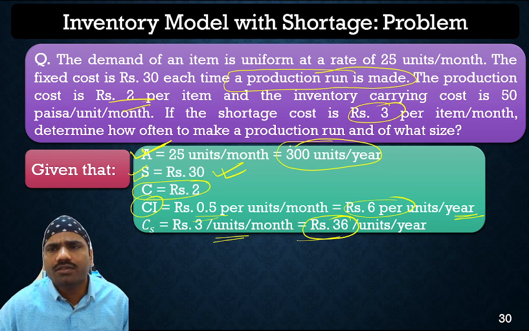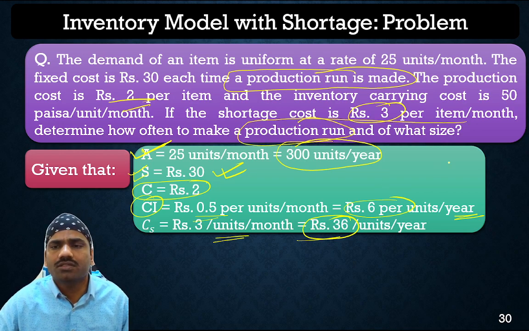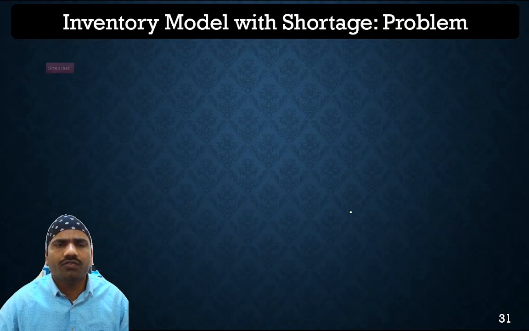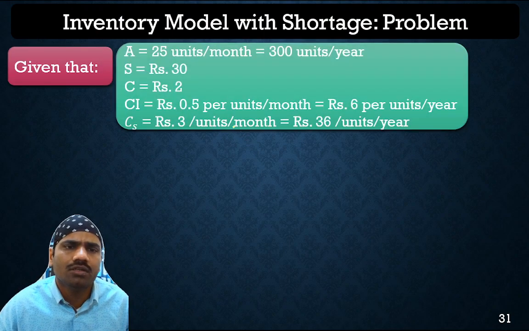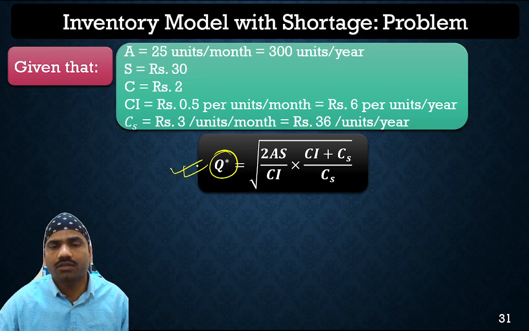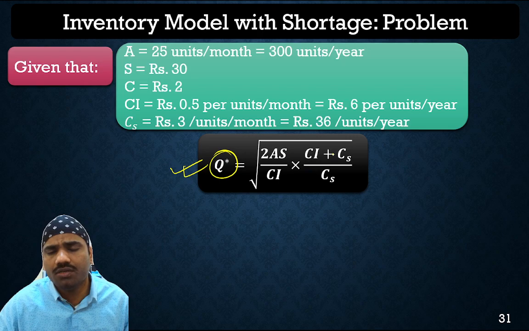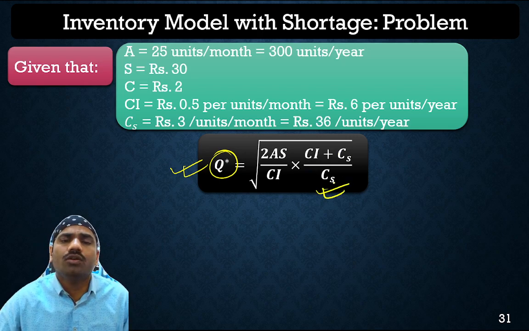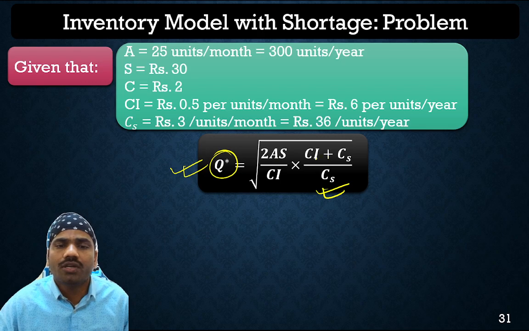So we have to determine how often to run a production and of what size. We have to find the number of production runs, that means A by EOQ, and of what size. So first we will find the economic order quantity. We can find the economic order quantity by this particular relation, square root of 2AS by CI into (CI plus CS) by CS.